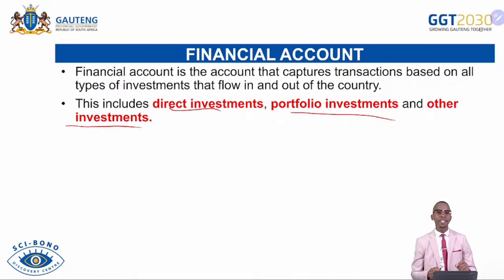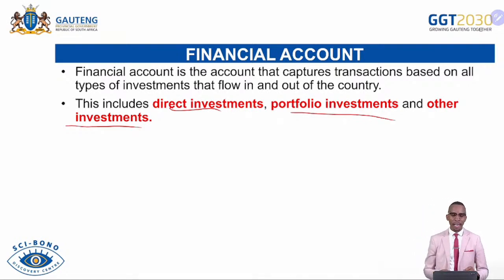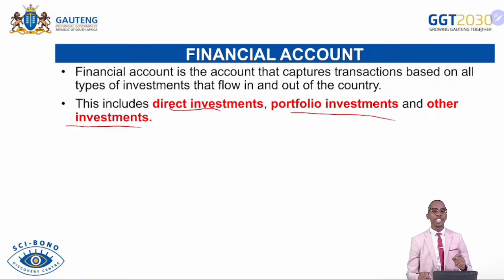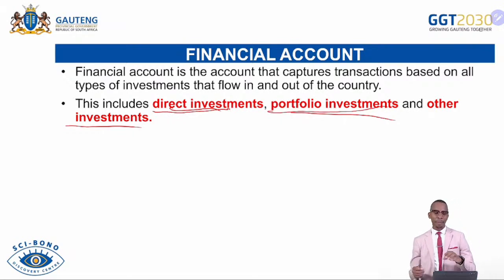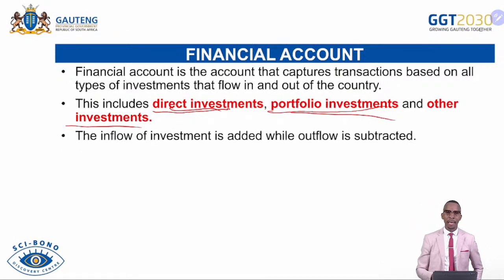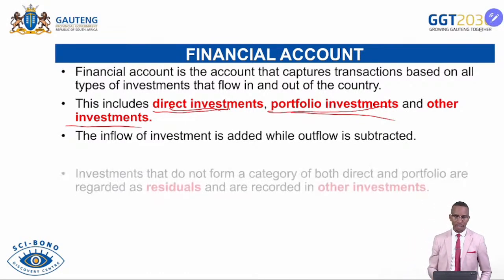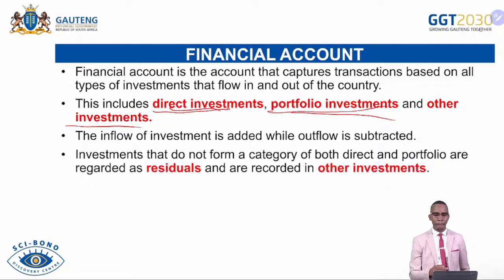And then other investments. We call this one the residual account, because it captures all investments that are not part of direct investment or portfolio investment, but they are investments. So those investments are captured under other investments. We call this the residual investment account. The inflow of investment is added, while the outflow is subtracted. Investments that do not form part of either direct or portfolio investment are regarded as residual and recorded in other investments.